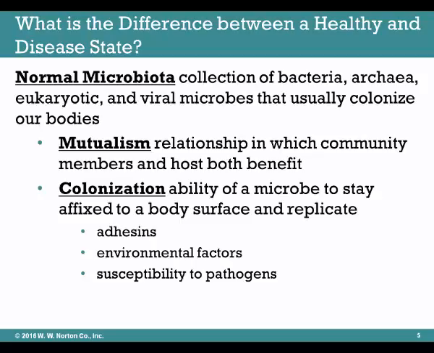And then there's susceptibility to pathogens. So the state of our health, whether we're immunocompromised or healthy, will influence whether an opportunistic pathogen can colonize. A primary pathogen often has other virulence factors that allow it to colonize despite us being healthy.